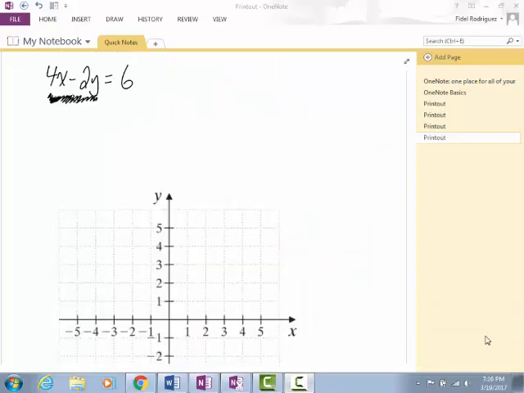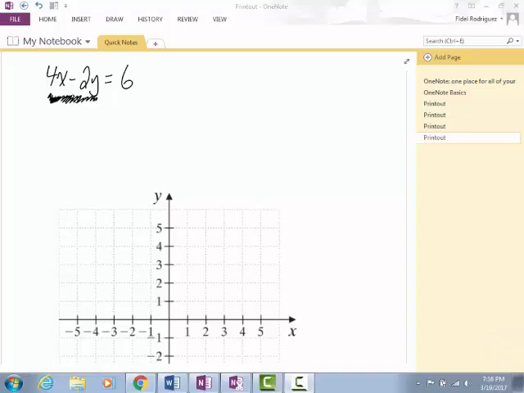Okay, for our next problem, we're going to go ahead and graph 4x minus 2y equals 6. The first thing I want you to notice is we don't have a table of values yet. That's okay. We're going to figure out how to do that in a minute. The first thing I want to do, though, is solve this equation for the letter y, meaning I want to get the letter y by itself.